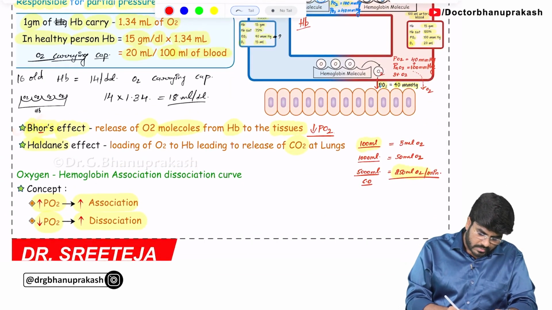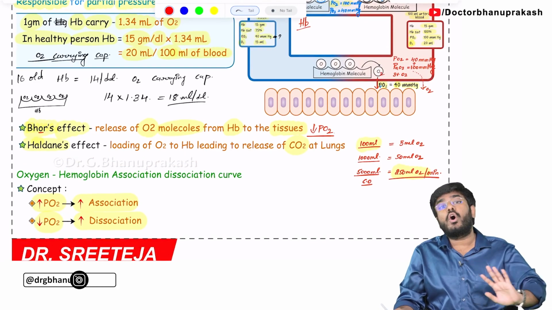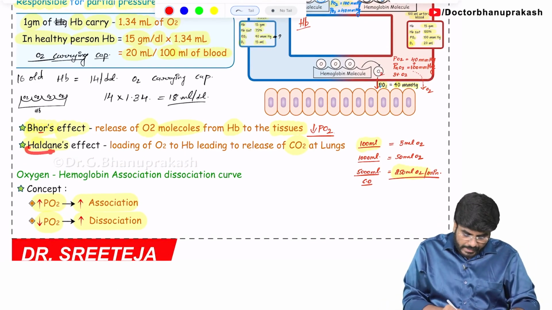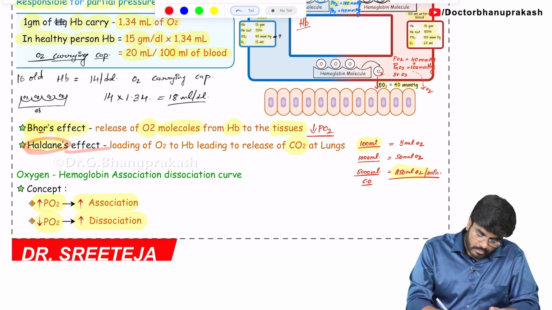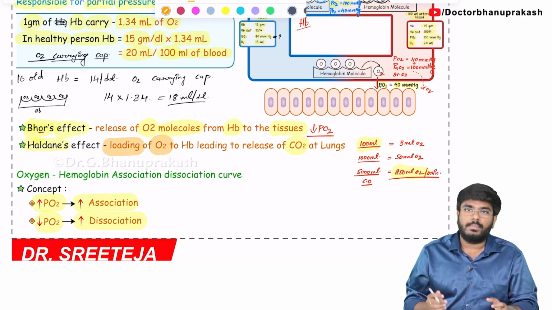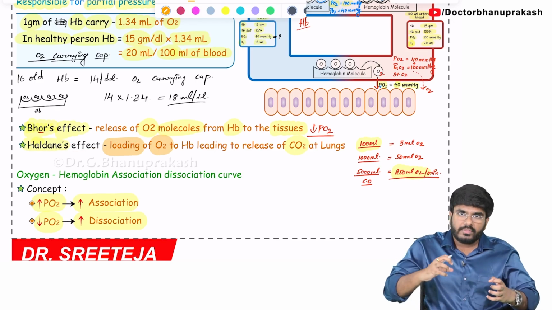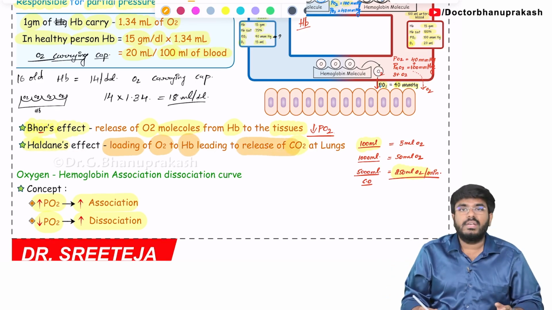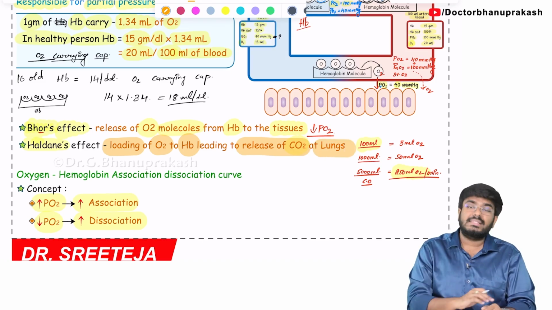Bohr's, which letter is there? O is there. Bohr's is the release of oxygen. Then what is Haldane's? Haldane's effect is the release of carbon dioxide. So look here, loading of oxygen to the hemoglobin leads to the release of what? Leads to the release of carbon dioxide to the lungs. So this is called Haldane's effect.